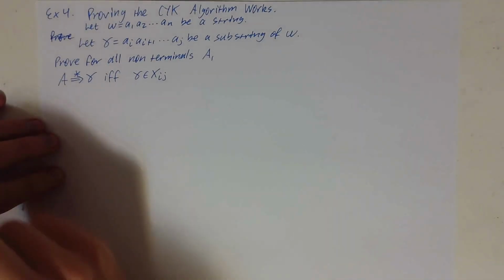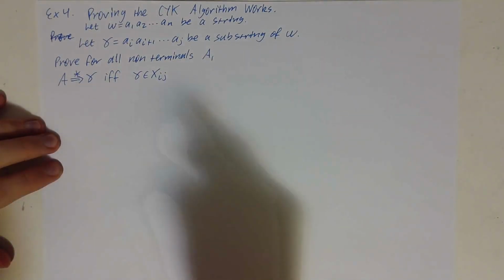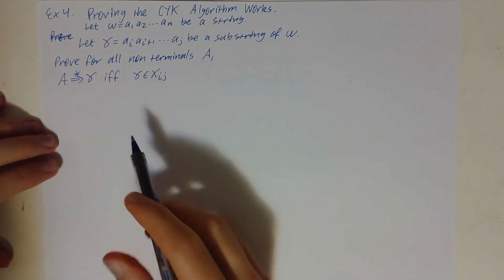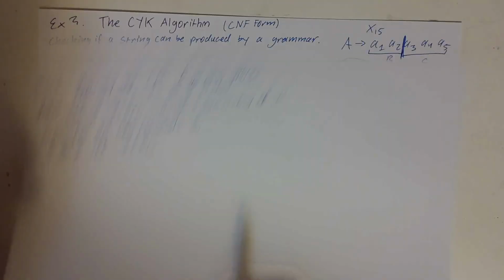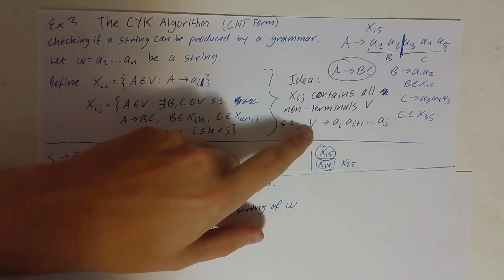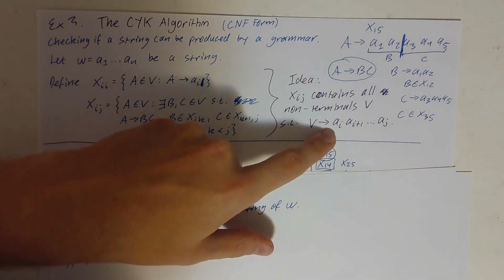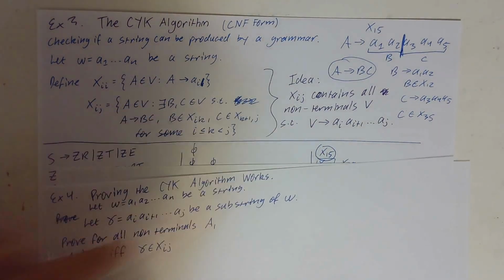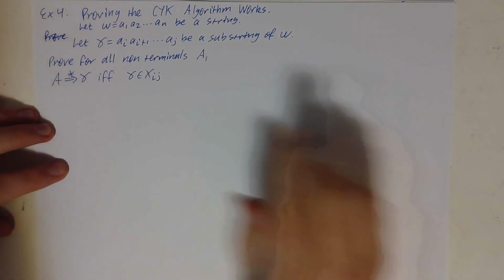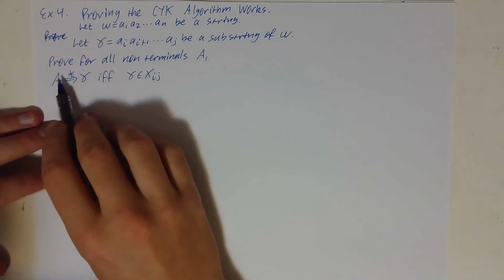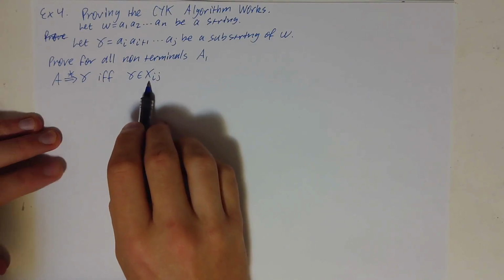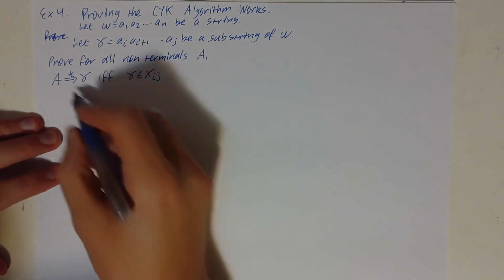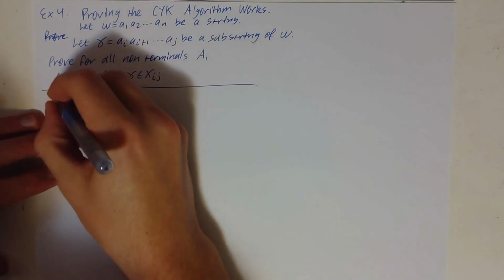Okay, so now what we're going to do is prove that the CYK algorithm actually works. That is, the claim we made before about X_ij containing all the non-terminals that produce the substring a_i to a_j is actually true. We're going to prove this claim here. Formally, let w be a string from a_1 to a_n, and let gamma be a substring. We're going to prove that A has a derivation of gamma if and only if gamma is in the set X_ij. And we're going to prove this by induction on derivation length.